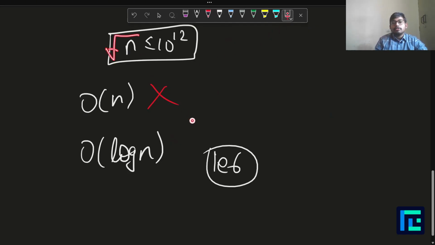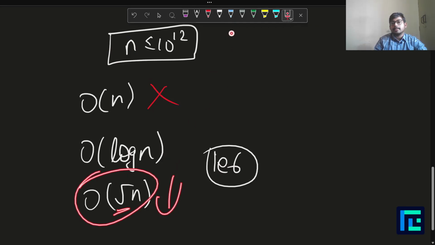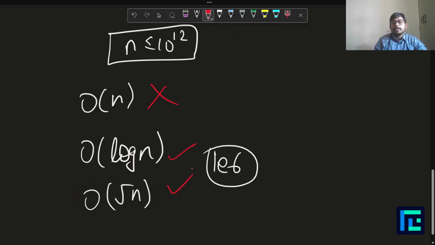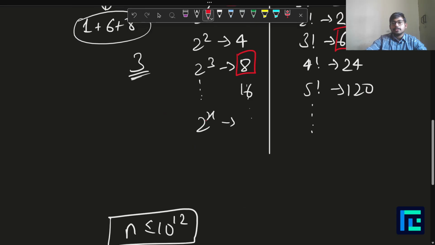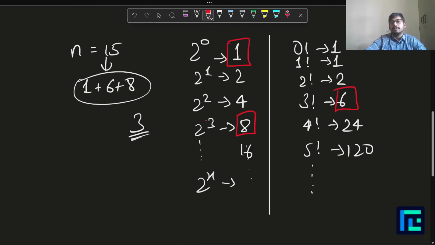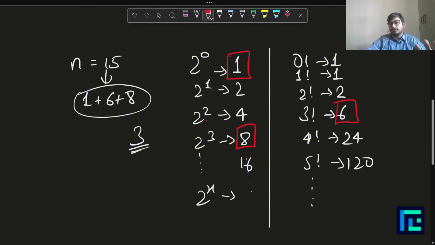So maybe we can do it in square root of n. That would be barely accepted, or anything lesser than that. These are our expected time complexity. So we'll look at how we can do it in this time complexity. First, let's analyze the problem, what we need to do.